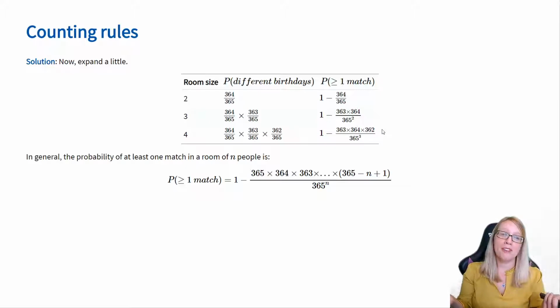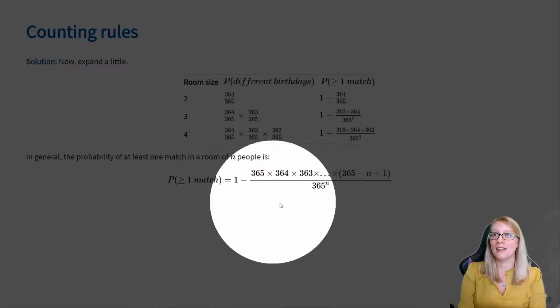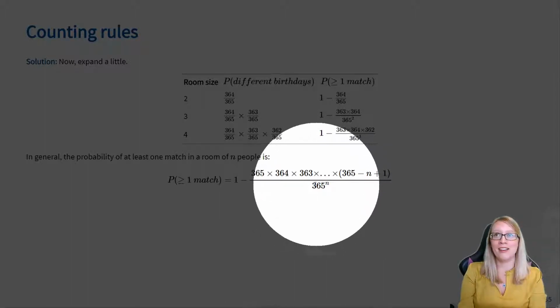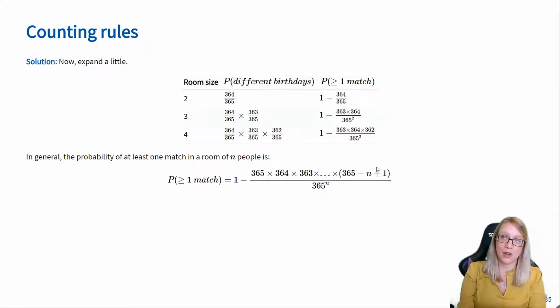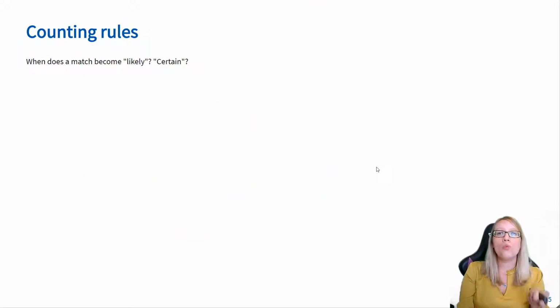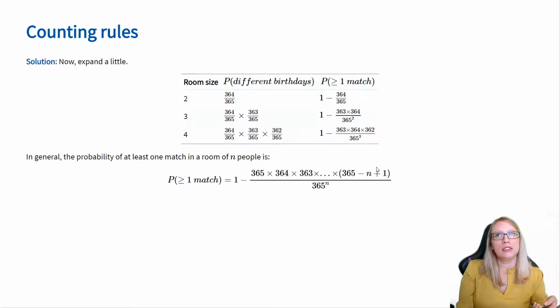The probability of at least one match in a room of n people by the complement rule and the MN rule looks like this: 1 minus, with 365 raised to the n in the denominator, 365 times 364 times 363, and so on. Now, when does this match become likely? When does this become what we would think of as certain? Well, we'll have to plug in some values here.